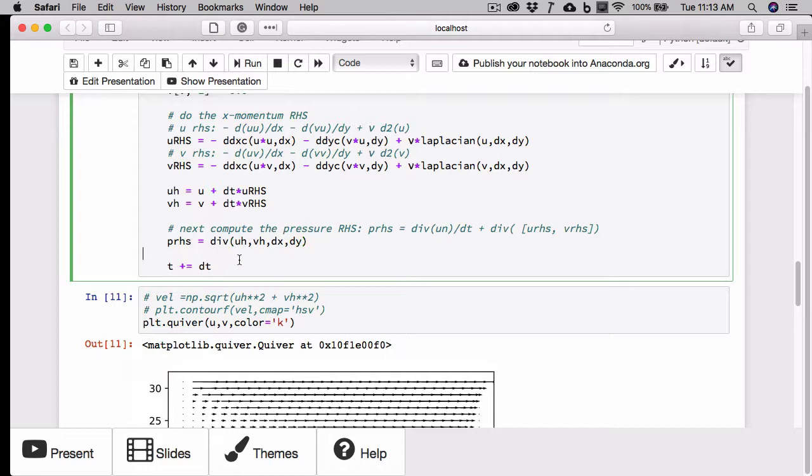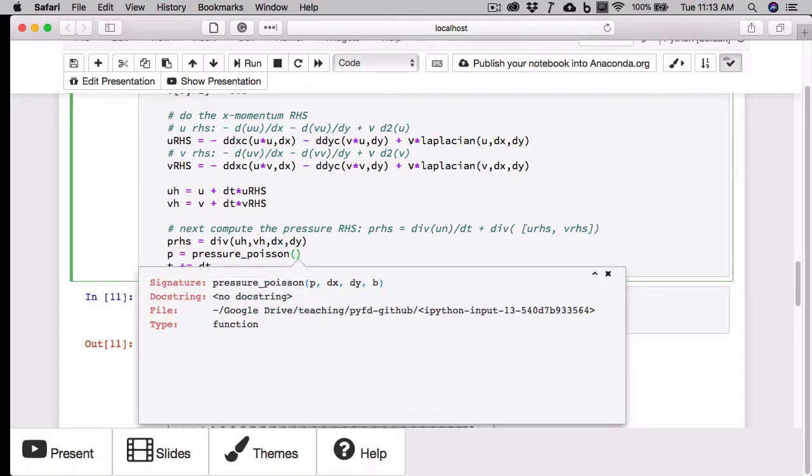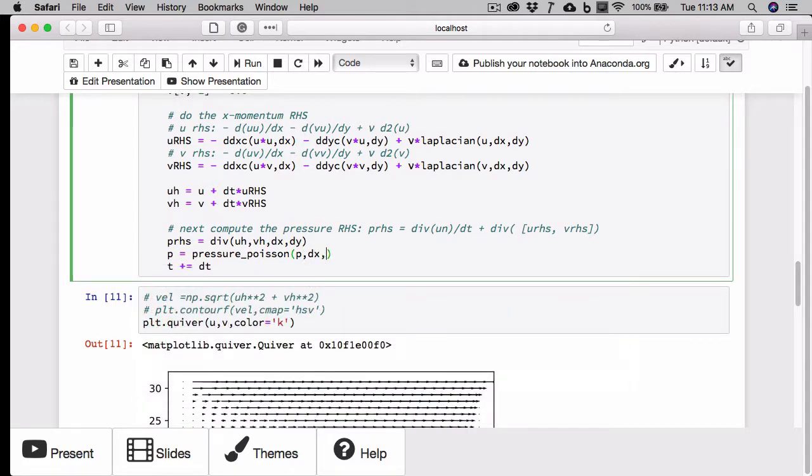So now we are left with one step, and that is to say p is equal to pressure Poisson. What do we need for the pressure Poisson? We need an old pressure or an existing pressure. So we're going to pick that up and iterate on top of it, because that's going to allow us to converge faster. From time step to time step, the pressure is going to change ever so slightly. So rather than using a 0 value for the pressure in the iterative solver, let's use the previous value. Then dx, dy. And what is the right-hand side? That's the pressure right-hand side. So that gives us a pressure.